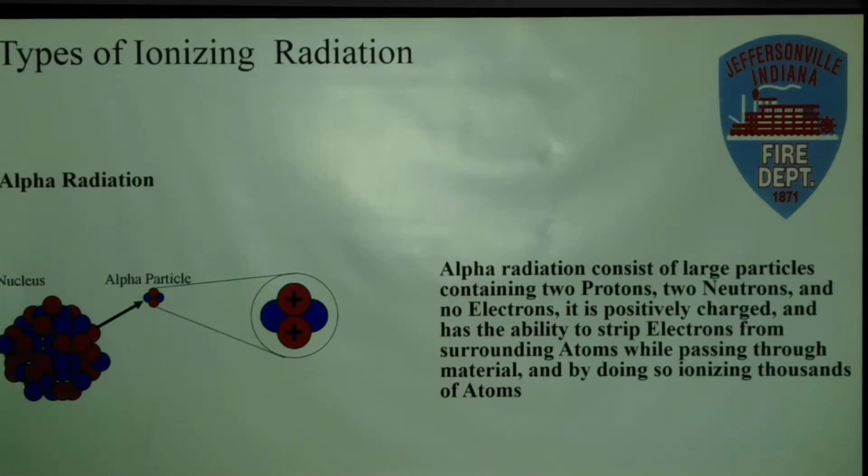Now, let's talk about the types of ionizing radiation. First of all, you have your alpha radiation. It consists of large particles containing 2 protons and 2 neutrons and no electrons. It is positively charged and has the ability to strip electrons from surrounding atoms while passing through the material, and by doing so, it ionizes thousands of atoms.